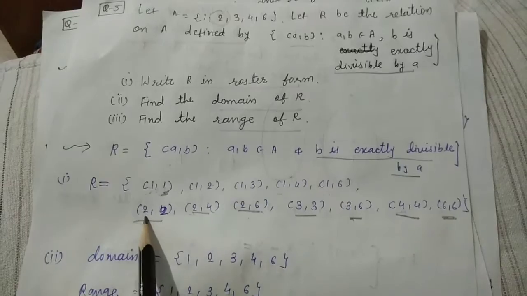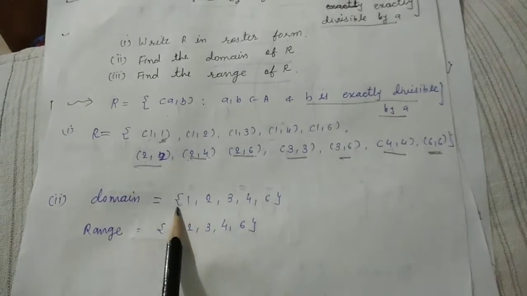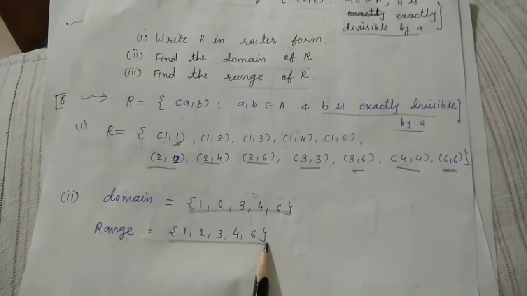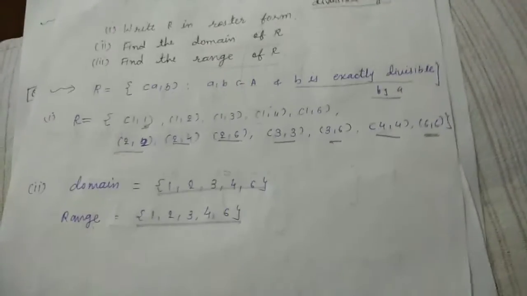Now, as we have written it in the roster form, the question is to write down the domain and the range. So what does domain mean? Set of first elements. Range, set of second elements. So that is {1, 2, 3, 4, 6}. So this is your question number 5 students.